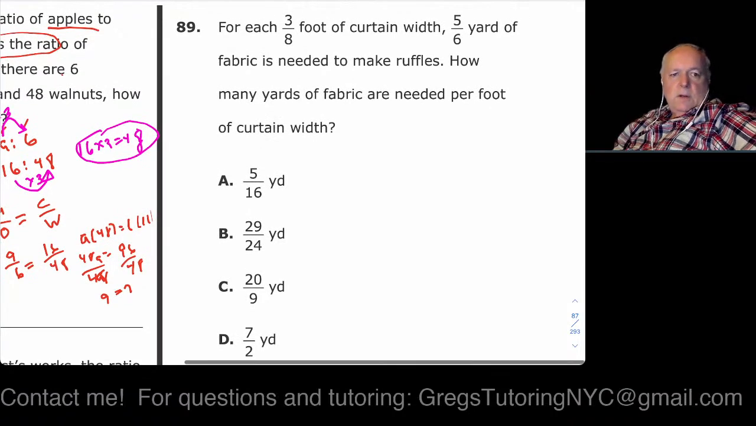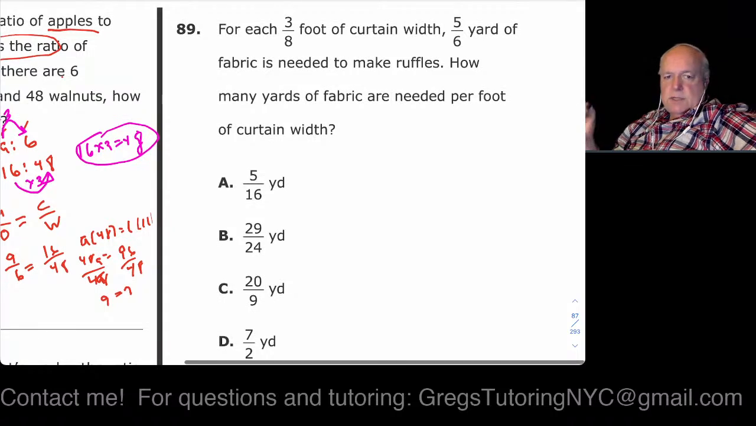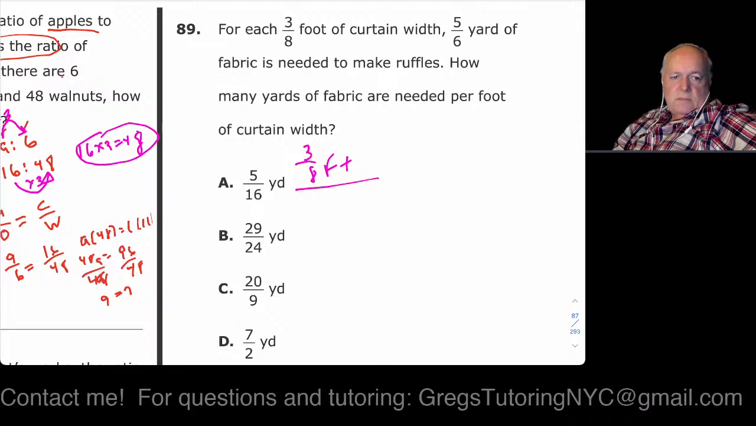Okay, so for each, this also involves a ratio. For each 3/8 foot of curtain width, 5/6 yards of fabric is needed to make ruffles. And then the question is, how many yards of fabric are needed per foot?